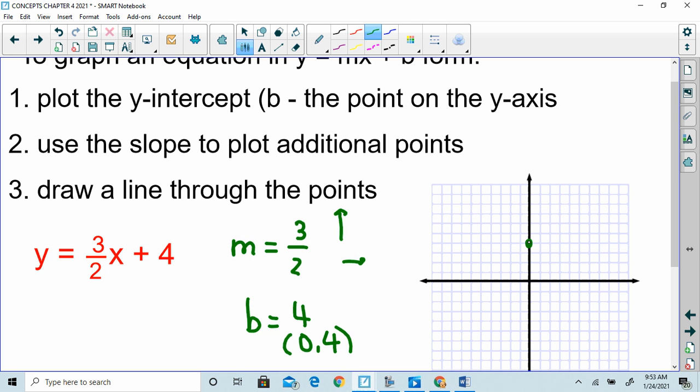So I'm going to start and put my pen back on my y-intercept, and I'm going to count up 3, rising 3, 1, 2, 3, and over 1, 2. Connect the points. You see that we have this positive slope, and 3 over 2 was a positive number.